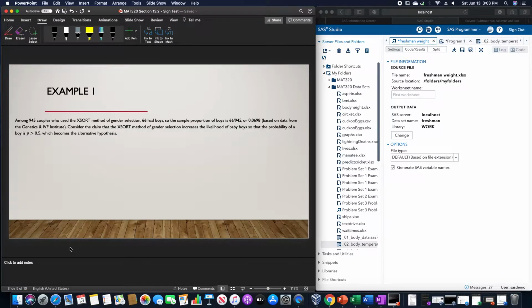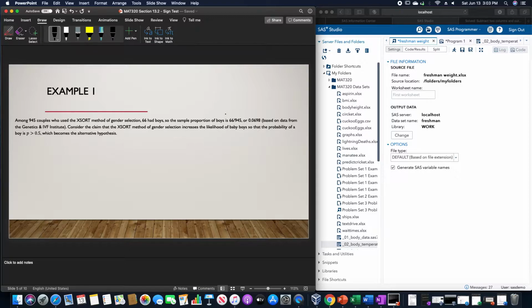So for example, among 945 couples who used the XSort method of gender selection, 66 had boys, so the sample proportion of boys is 66 out of 945, or 0.0698, based on data from the Genetics and IVF Institute. We want to consider the claim that the XSort method of gender selection increases the likelihood of baby boys, so that the probability of a boy, p, is greater than 0.5, which becomes the alternative hypothesis.